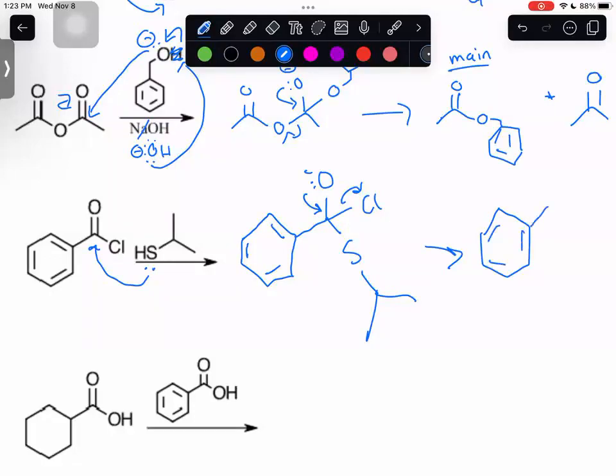That's your benzene. Carbonyl and the sulfur group. There you go. Yes, all of them are nucleophilic acyl additions. Okay, choose your volunteer. Anyone you want.